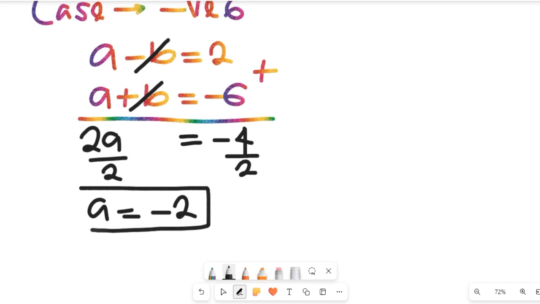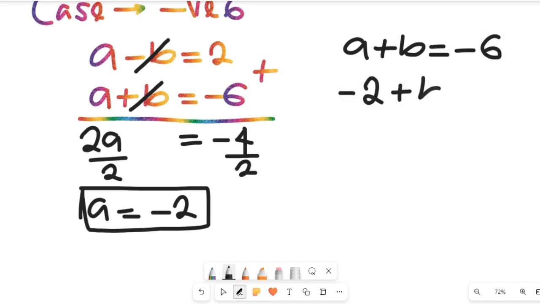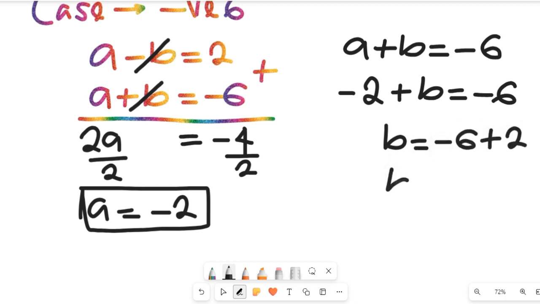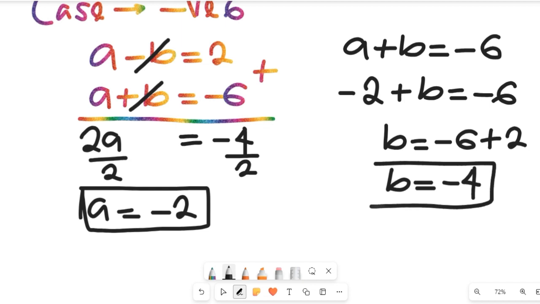So if a is equal to negative 2 and we substitute a into equation 2, we are going to have a plus b equal to negative 6. So a is negative 2 plus b equal to negative 6, then we'll have b equal to negative 6 plus 2, and then our b will be equal to negative 4. So we see the values of a and b when the sum is negative 6 are negative 2 and negative 4.